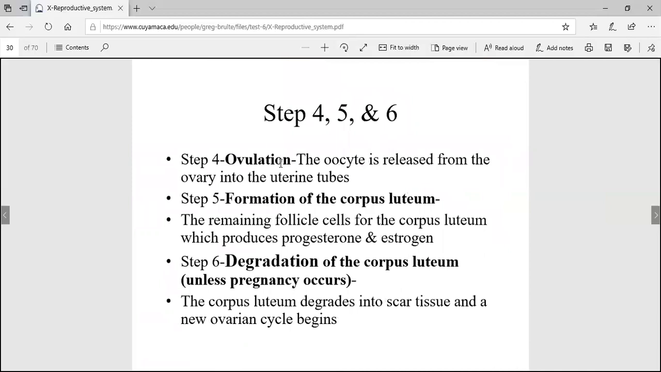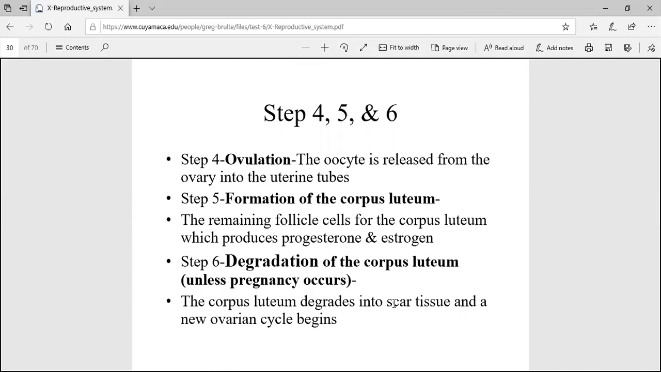Ovulation is when the oocyte is released from the ovary into the, I don't call them uterine tubes, I still call them fallopian tubes. We have enough stuff that starts with a U, right? So fallopian is fine. Then the formation of the corpus luteum, we talked about that, remember, yellow body. The remaining follicle cells of the corpus luteum will produce estrogen and progesterone. If pregnancy doesn't occur, the corpus luteum will degrade into basically a little scar tissue. And then you're going to start the whole cycle over again.